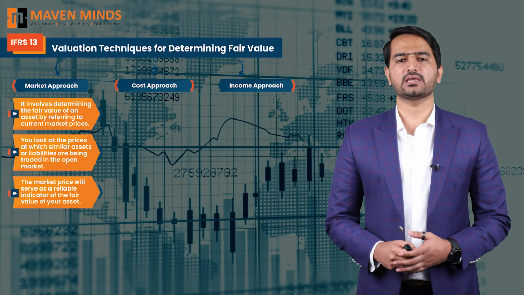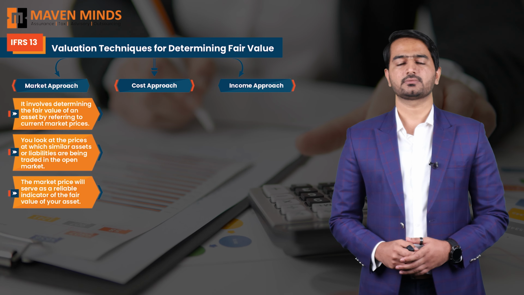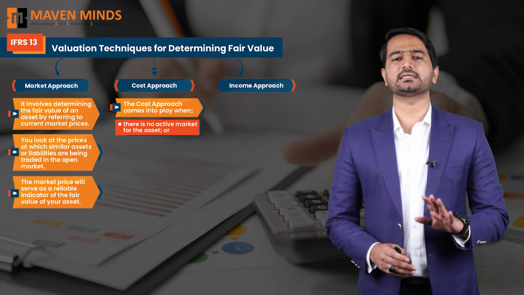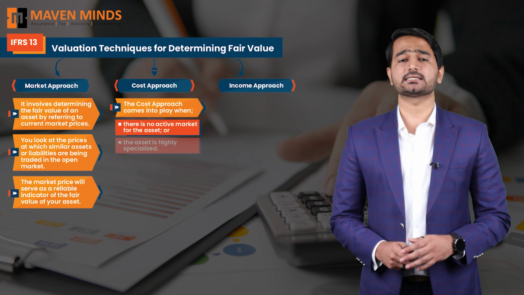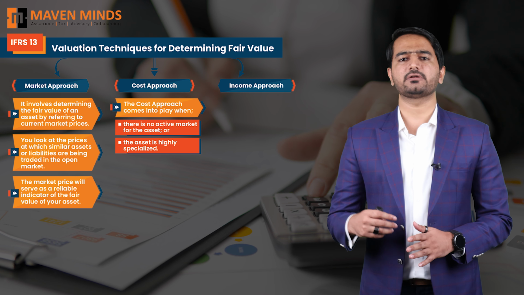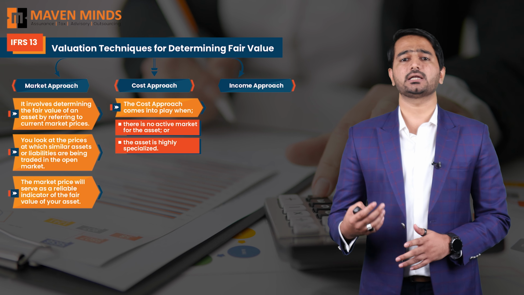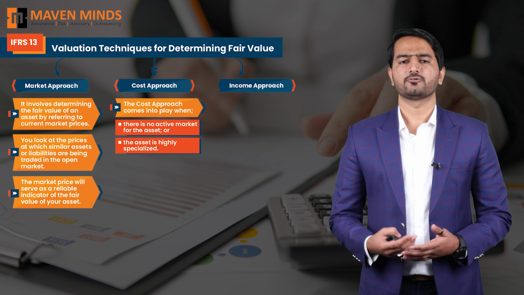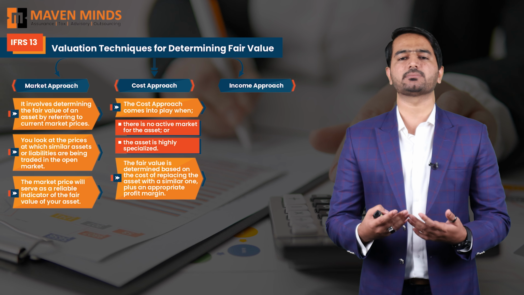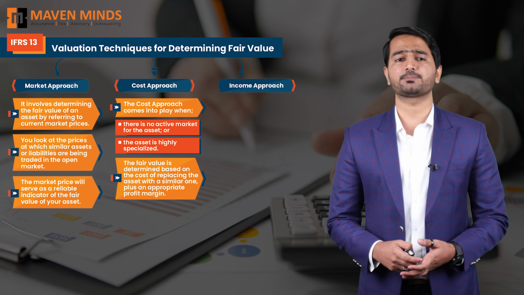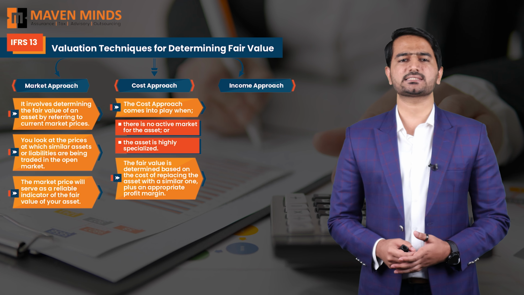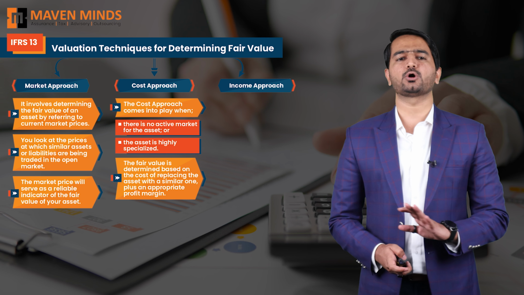Then, the second approach we have to discuss is the cost approach. The cost approach comes into play when there is no active market for the asset in question or the asset is highly specialized. In such cases, you cannot simply refer to the market prices because there are none available. Instead, fair value is determined based on the cost of replacing the asset with a similar one plus an appropriate profit margin. This approach is particularly useful for specialized assets where market comparables are not available.